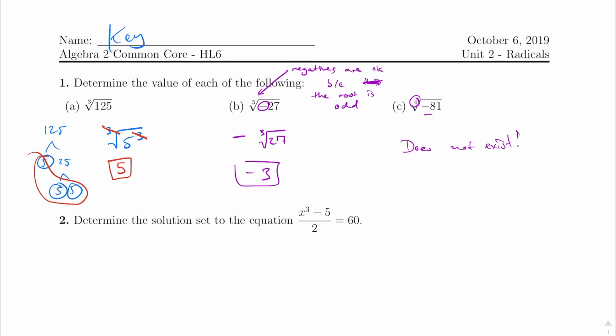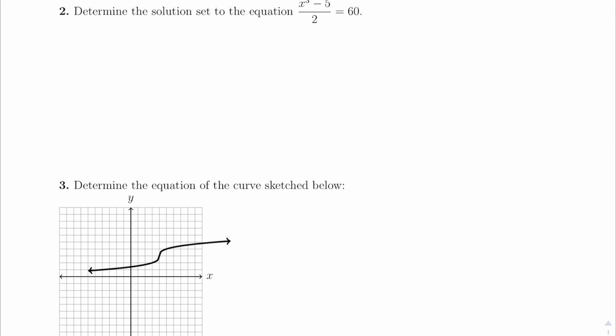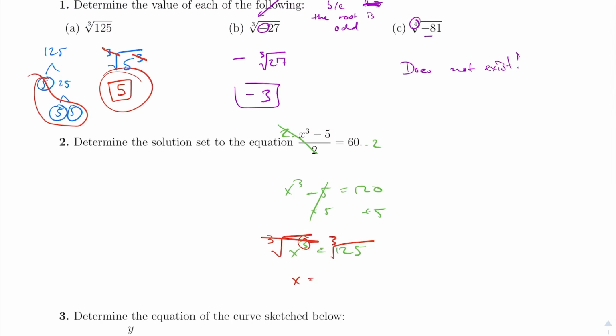Next up, for problem number 2, determine the solution set to this equation. So we've got to solve for x. We multiply by 2 on both sides. We get x cubed minus 5 equals 120. We add 5 on both sides. We get x cubed equals 125. And we saw before, to cancel a cube, we need to use a cube root on both sides of the equation. So cube roots and cubes cancel, giving us x equals, from before, 5.